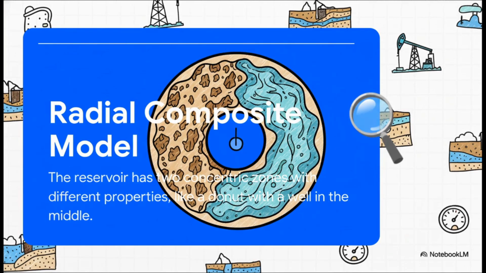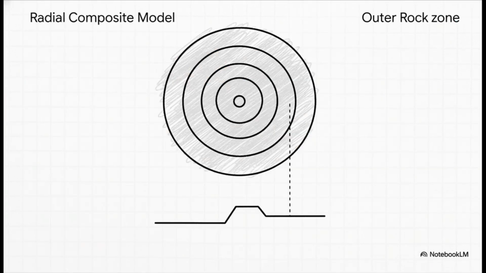Or maybe, just maybe, it's a radial composite model. And honestly, the easiest way to picture this one is a donut. You've got an inner circle of rock around the well with one set of properties, and then an outer ring of rock with a completely different set. The clue for this one, oh, it's unmistakable. As the pressure wave from our well expands outward, the very moment it crosses that boundary from the inner zone to the outer zone, our data shows a sudden step, either up or down. That little step is a huge signal telling us, hey, we've just crossed into a totally new geological neighborhood.